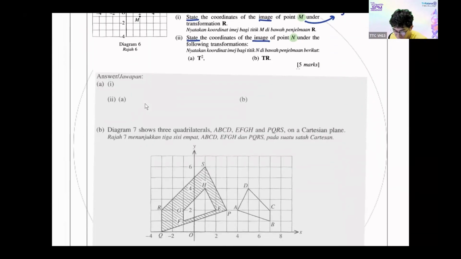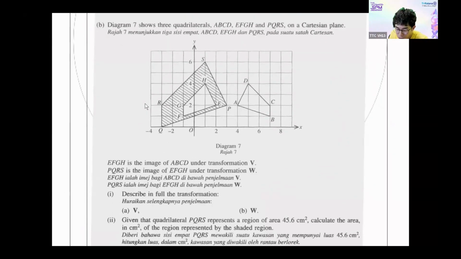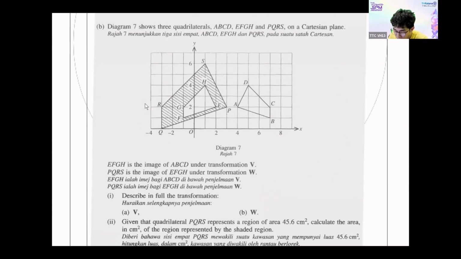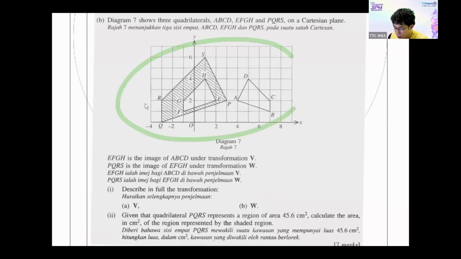Now, look at part B. I'm going to read out transformation. Diagram 7 shows 3 quadrilaterals ABCD, EFGH, PQRS on a Cartesian plane. You can see they give you a picture there. Just ignore the picture first. We focus on recognizing first. So when you study by recognizing, it's like, oh okay, I saw this question before. This kind of thing.